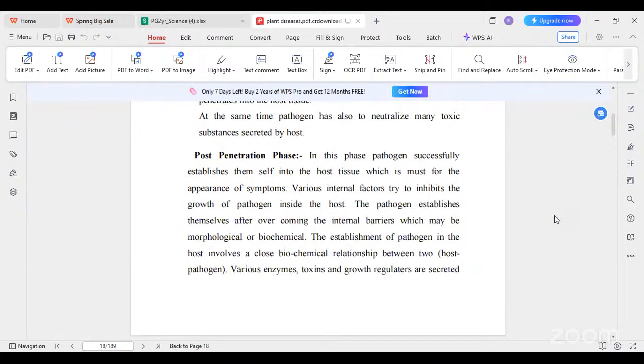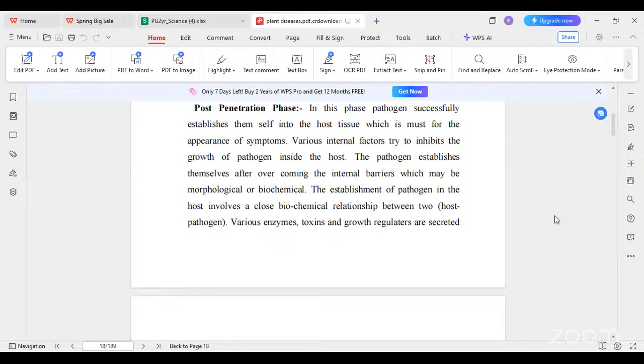Post penetration phase. In this phase, pathogens successfully establish themselves into the host tissue, which is a must for the appearance of symptoms. Various internal factors try to inhibit the growth of the pathogen inside the host. The pathogen establishes itself after overcoming the internal barriers, which may be morphological and biochemical. The establishment of the pathogen in the host involves a close biochemical relationship between the host and pathogen.